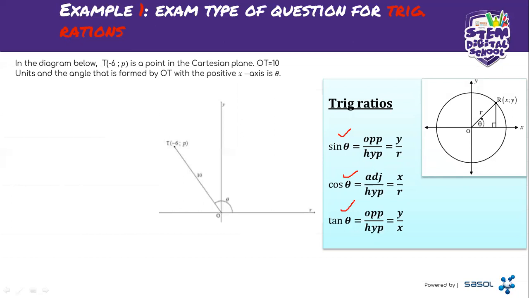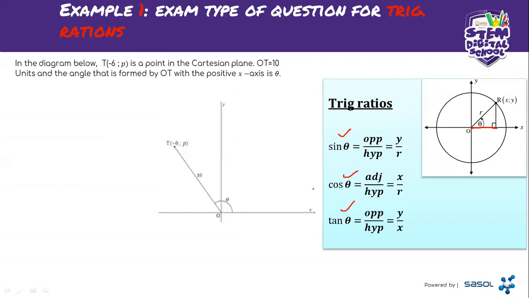For instance, if we talk about sine theta, you must know what it is equal to. It's opposite over hypotenuse, which is equal to y over r. We got it from this right-angled triangle. You can see from the center of the circle up to this point, that length is r, which is the hypotenuse. From here to here is y, and from O to this point there is x.